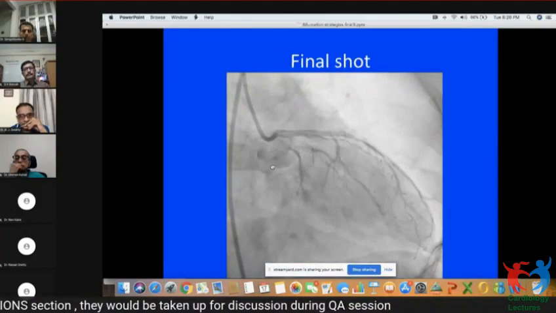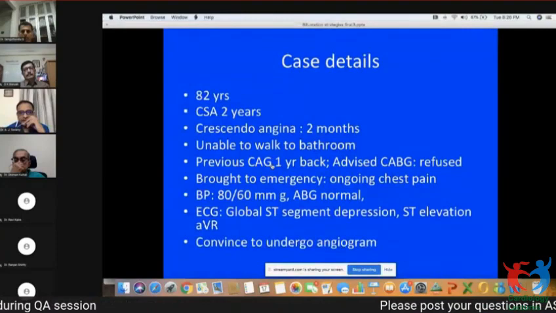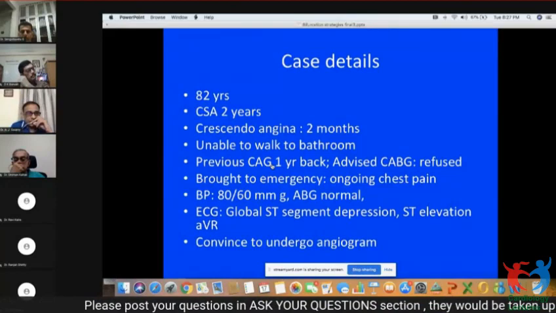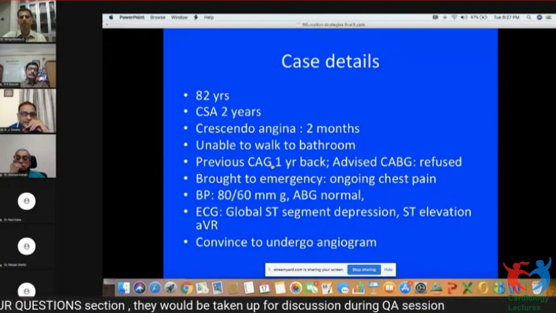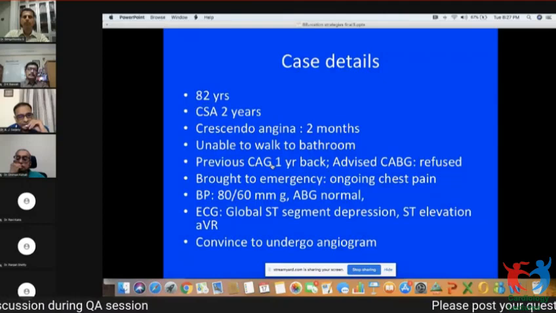Now, suppose one needs to do a second stent? A two-stent strategy, a TAP can always be done from the beginning as well. This is the case of an 82-year-old with chronic stable angina for 2 years. He came to us with crescendo angina for 2 months, unable to walk to the bathroom. A previous angiogram a year back advised CABG, which was refused. He was brought to emergency with ongoing chest pain, advised to undergo an angiogram. And this is what his angiogram was.